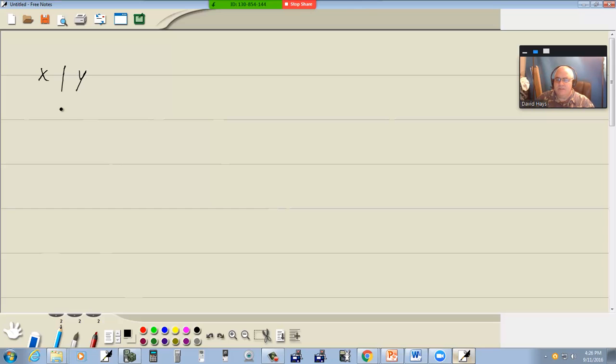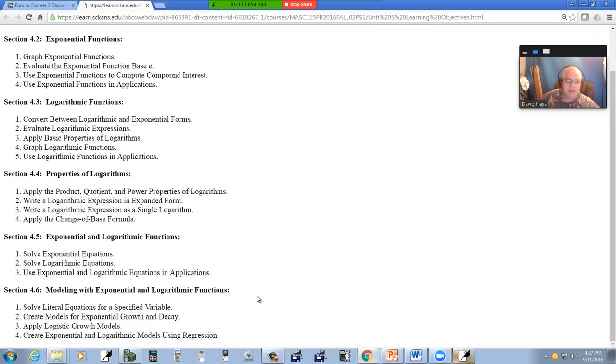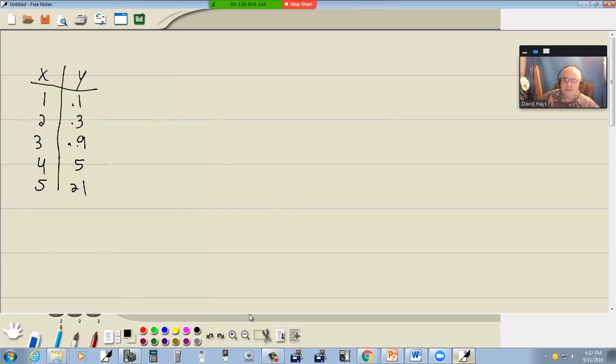With your calculator, this is assuming you're given points. 1, 2, 3, 4, 5. Let's say 1 is 0.1, 2 is 0.3, 3 is 0.9, 4 is 5, and 5 is 21. And we want to come up with a model for this. I'm going to do it just for the exponential, but you could have a similar idea for the log. First thing we want to do is put these in the calculator.